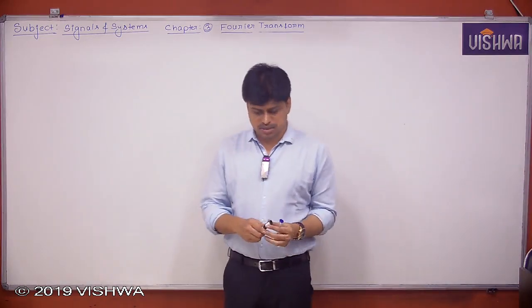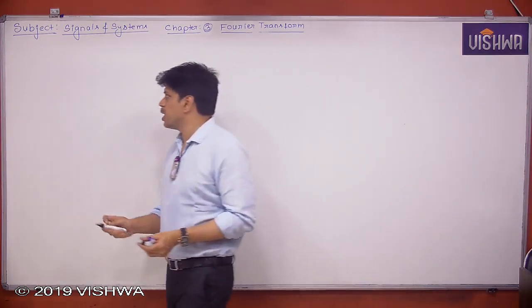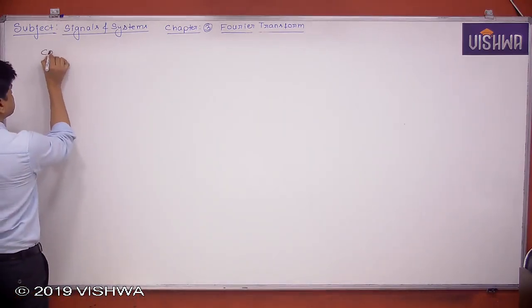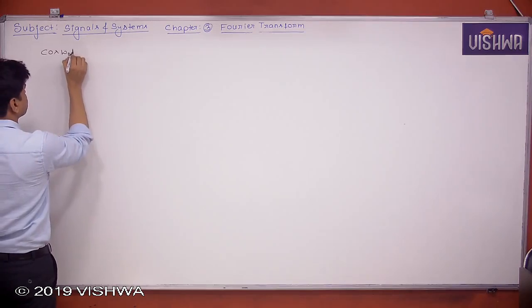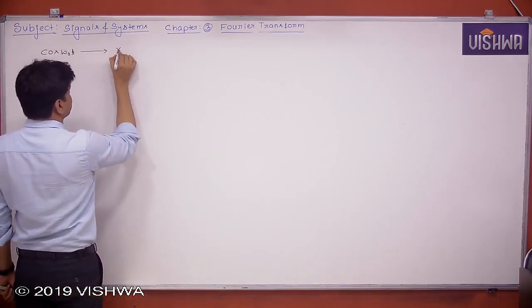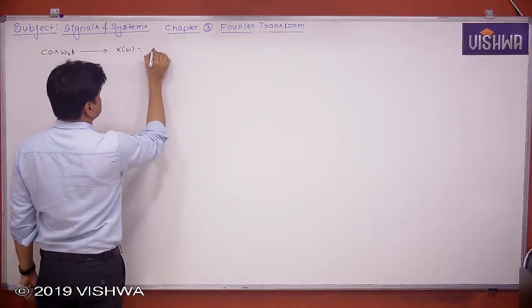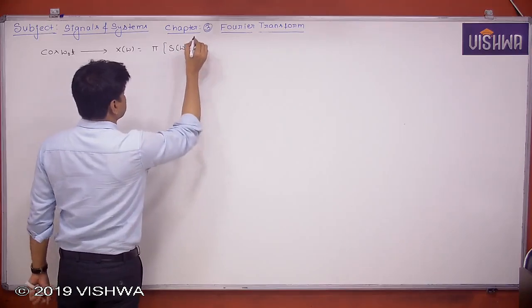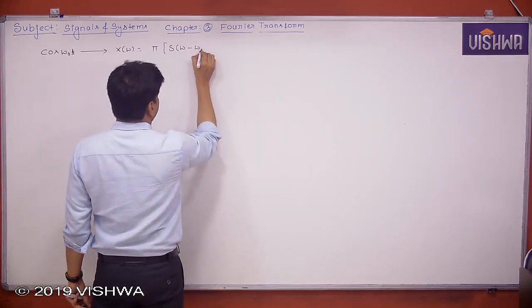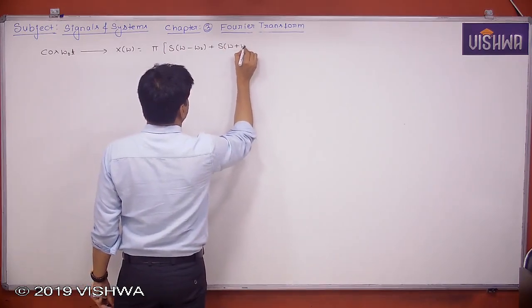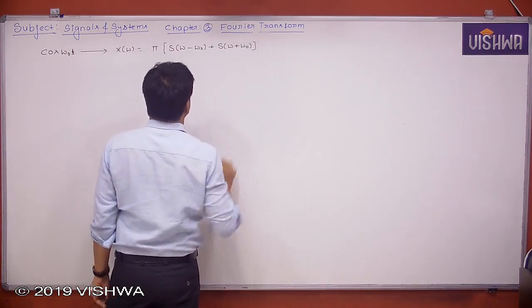Welcome back, friends. In the previous session, we have seen for cos omega naught t, what is the Fourier transform we got? X of omega, which is nothing but pi [delta(omega minus omega naught) plus delta(omega plus omega naught)]. This is what we got.